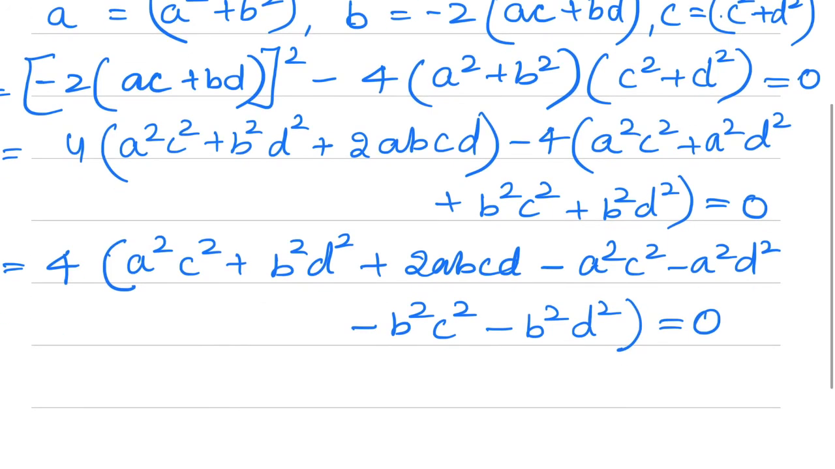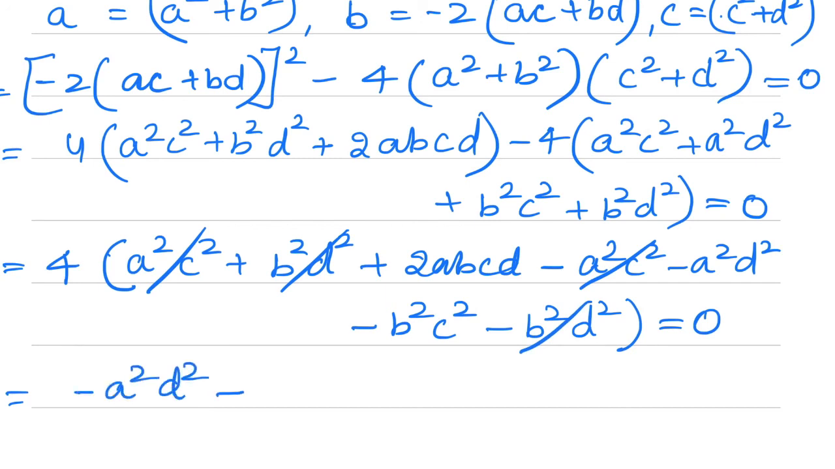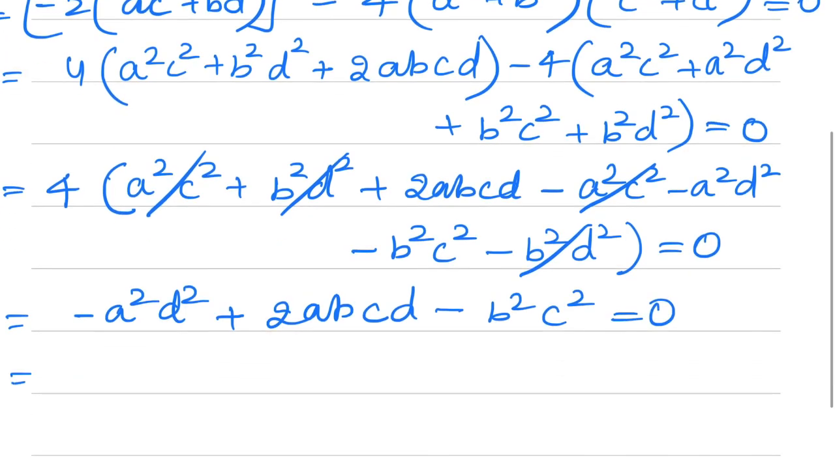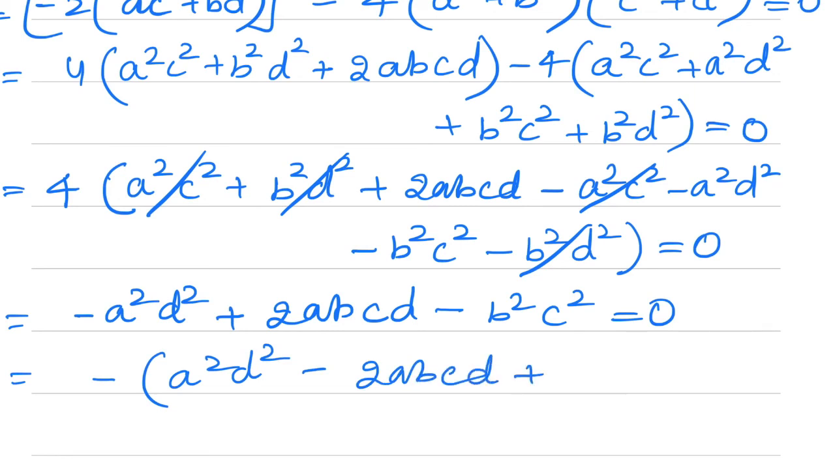Now 4 goes that side and it will become 0, and a square c square minus a square c square gets cancelled, b square d square minus b square d square gets cancelled. We have here minus a square d square plus twice abcd minus b square c square is equal to 0. Minus sign I can take common, so we have a square d square minus twice abcd plus b square c square is equal to 0.